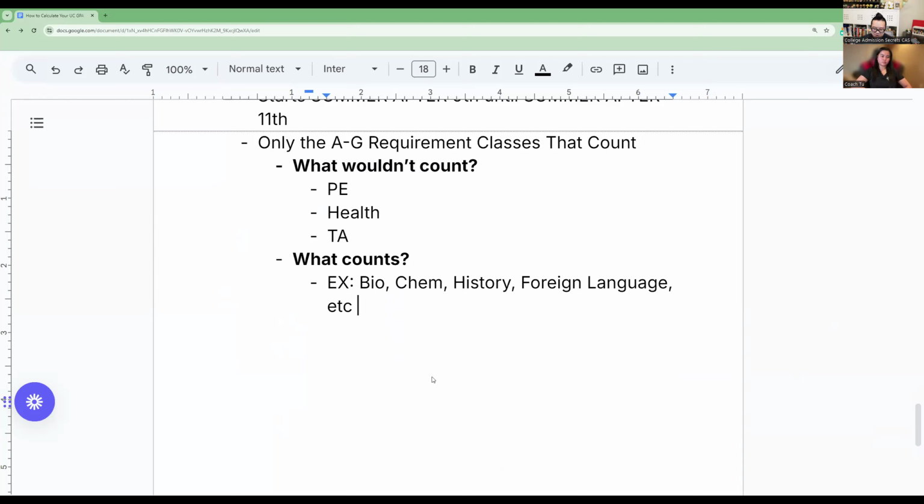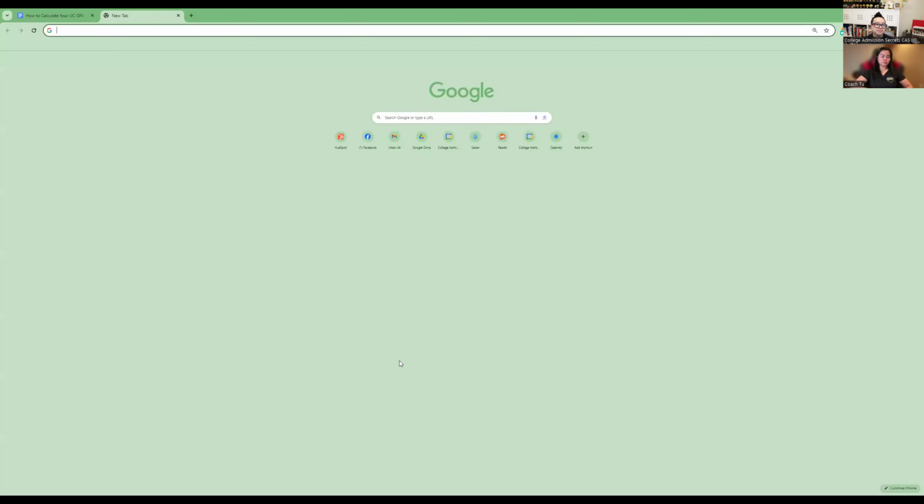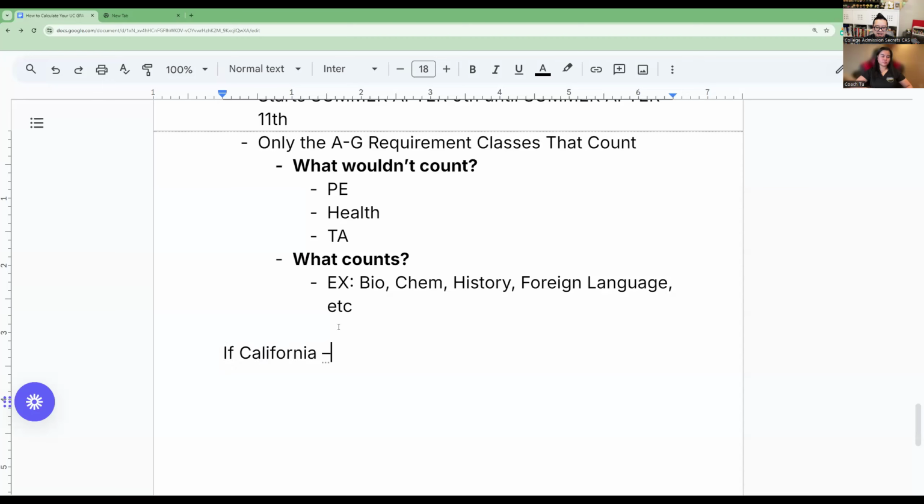All right, so California families, there's something special we can use. For anybody else not in California, your counselor can tell you A through G or not A through G. But if you are in California, there's a site you can go to. Look up something called UCOP articulation. I'm going to go to Google really fast.